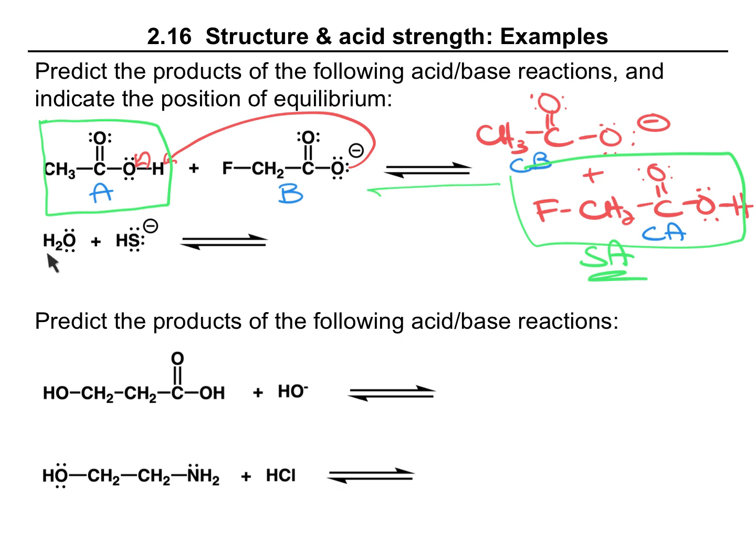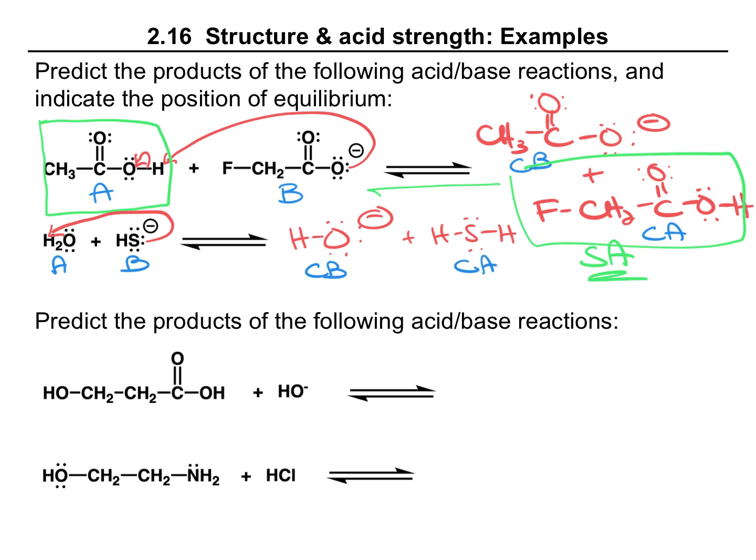In our second example, we have water and HS minus. So this has to be the base, which grabs off a proton from water. So if the S uses a pair of electrons to grab off a proton, that is going to give us HO minus plus H2S. And let's label our components. This was our base, this is our acid, this is our conjugate base, and this is our conjugate acid.